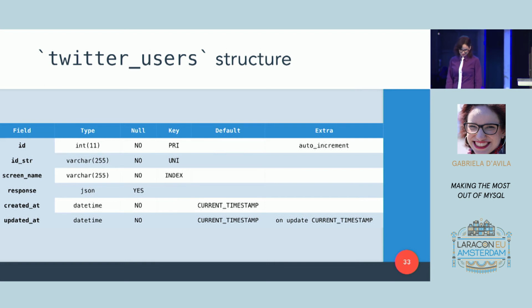So that's the Twitter user table. I went full mode, how do you say, stalker on my friends. I used the Twitter API to get the people I follow, got the API response and saved it as JSON. And I saved the screen name and the ID string from Twitter separately, just to be able to query easily, plus created time and updated time. I only have an index on screen name because that's what I'm searching for. And ID string is already a unique index, so no need to add another one.